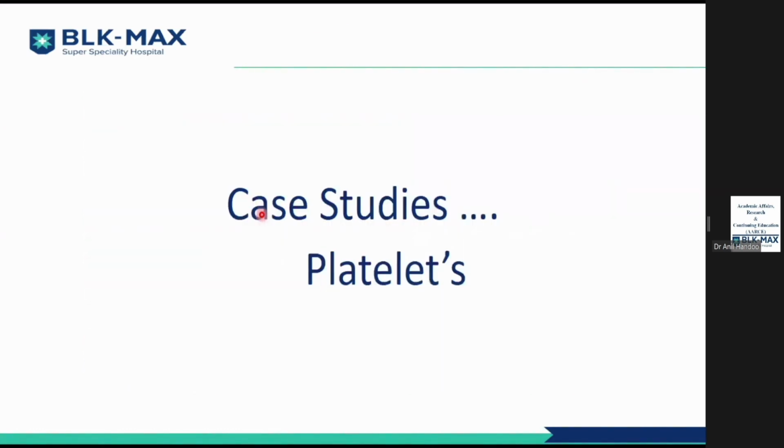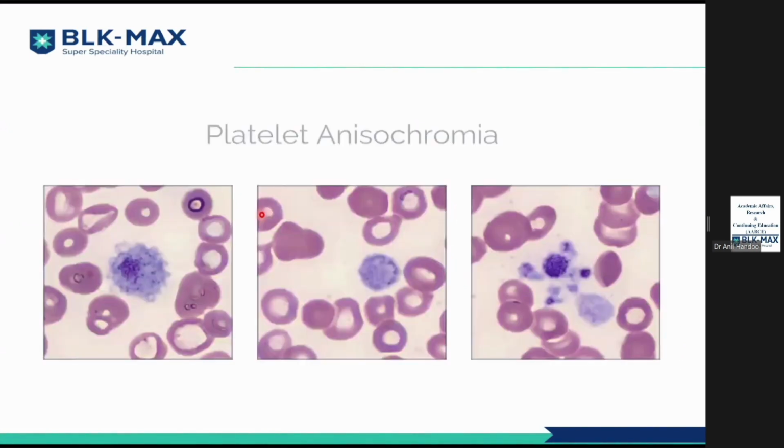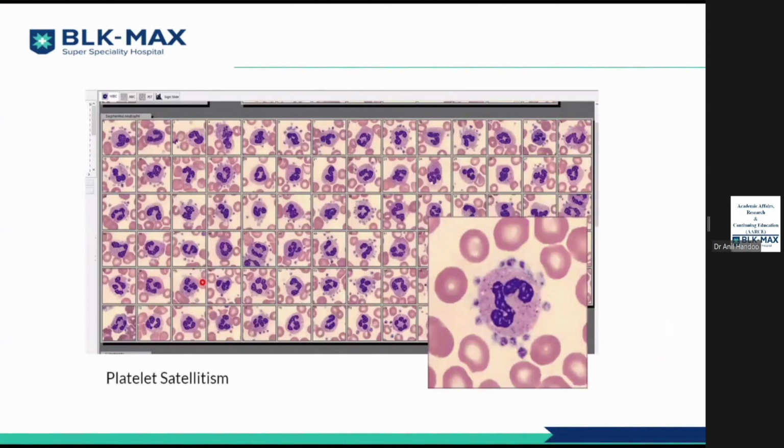Now, let me go to the platelets. We all know that platelet anisochromia is something which is at times very difficult to appreciate. And it's also sometimes very difficult to appreciate the internal complexity within the platelets and look at these granules when you're looking at usual morphological slides in your setups. And of course, I did tell you about the platelet satellitism, but this is something which has been picked up from the other analyzers, which we have had some work on previously.